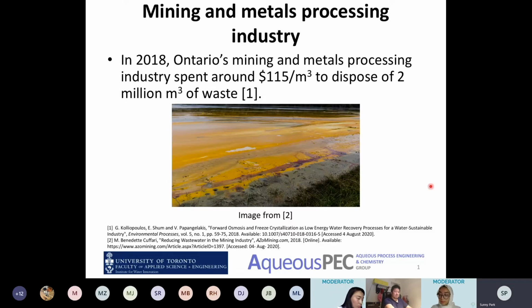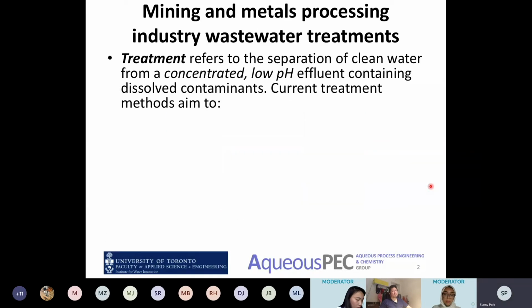In Canada, mining constitutes a large fraction of our economy, but did you know in 2018, Ontario's mineral extraction industry spent over $115 per cubic meter to treat over 2 million cubic meters worth of waste? Treating mining and metals processed effluent has been a continuous challenge that introduces the need for cheap yet effective treatment methods. The term treatment in this context refers to the separation of clean water from a concentrated low pH effluent containing dissolved ions such as arsenic or copper, for example.